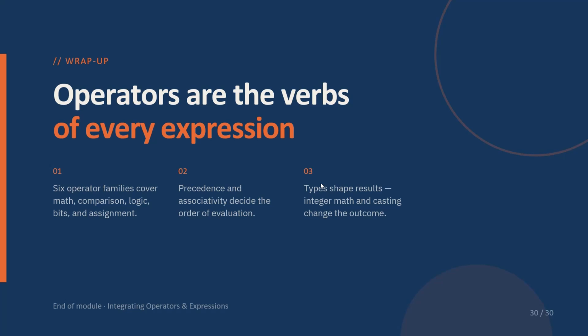Here is a quick recap. To summarize, we have learned arithmetic, relational, logical, bitwise, and assignment operators, along with expressions, precedence, and associativity. And in this lecture, we have explored how operators work together to build expressions and how C++ evaluates them.